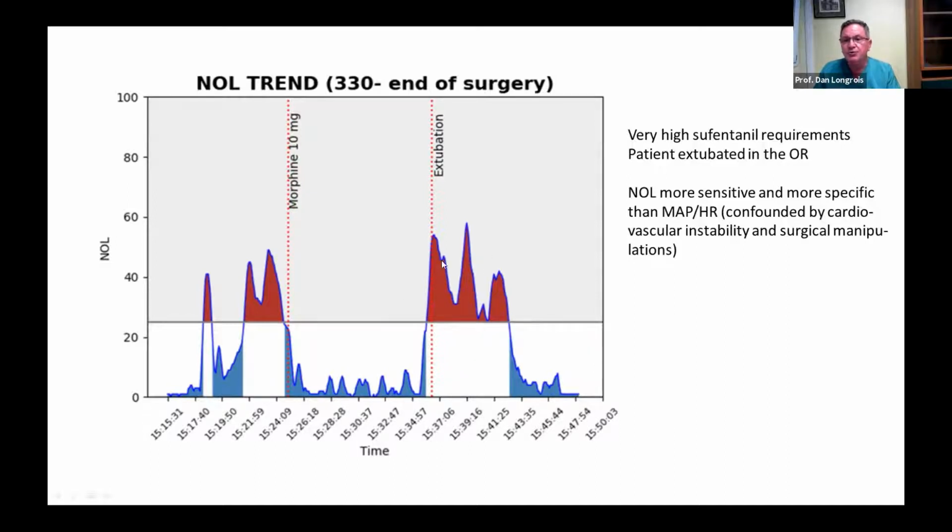So once you extubate the patient, you would have these increases in NOL. You should not react to this. You should actually respect them, and then they usually go down.